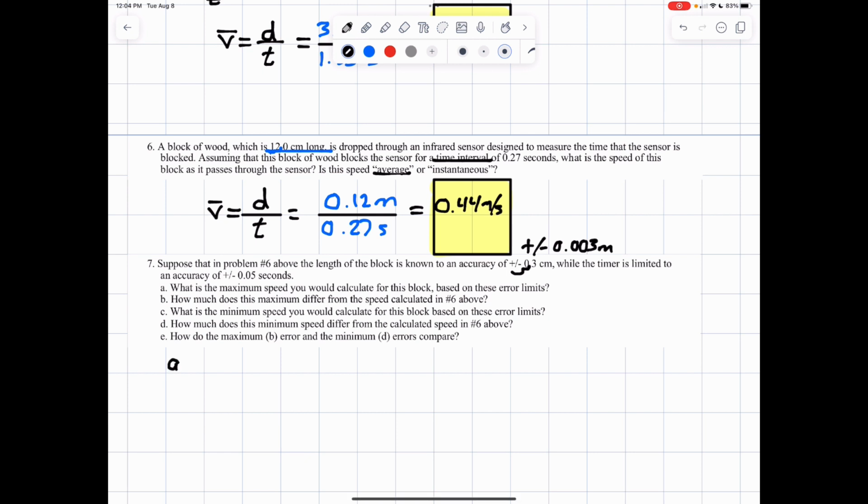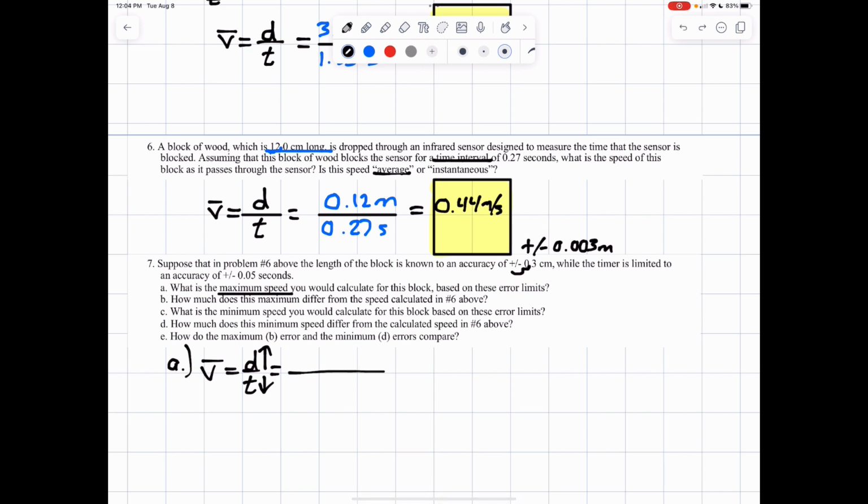So here's how we'd go about doing that. Okay, so we know that the average speed, okay, is distance over time. Okay, now what we want, in order to get the maximum speed, we need to have the largest possible distance with the smallest possible time. That means in the numerator, we're going to use the plus 0.003, and in the denominator, we're going to use the minus 0.05 seconds. That's going to be our combination for this problem here.